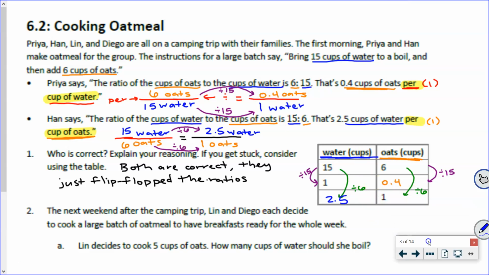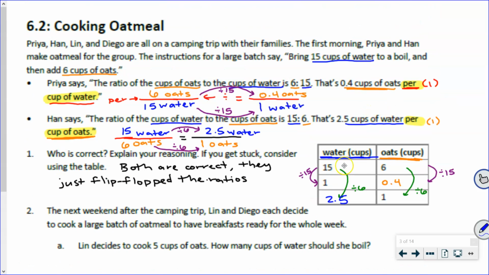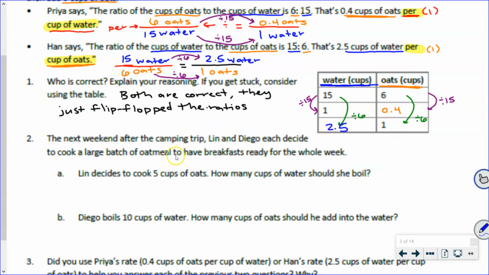Yesterday, in our last video, we talked about the situation cooking oatmeal. We had these two different ratios, which at first we thought were different because of the order they were presented, but on closer inspection, we realized they're the same ratio, just flip-flopped or reversed. And then we also practiced finding a unit rate, a rate per one. So what we're going to be doing now is taking all of that information, our original ratios, and answering these questions here.